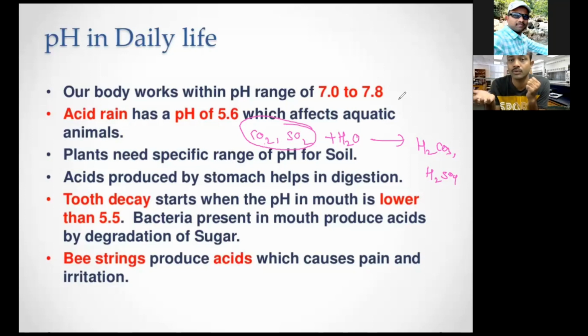So what we have to do? Soil is the acidic medium, plant requires basic medium. So how to make this soil basic medium? By adding basic substances like calcium oxide, calcium hydroxide. Then this soil will become basic in nature.